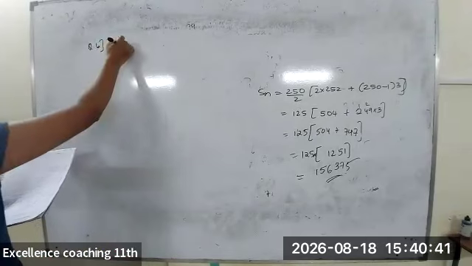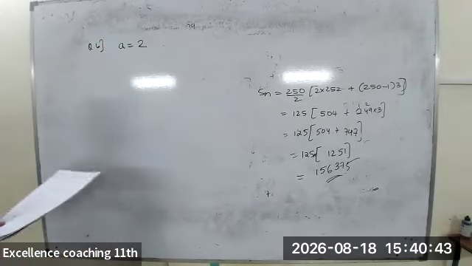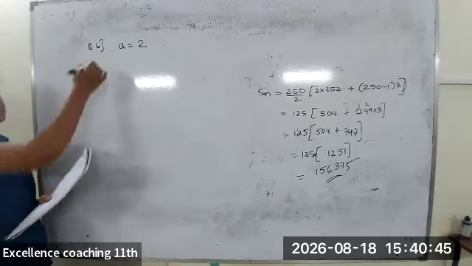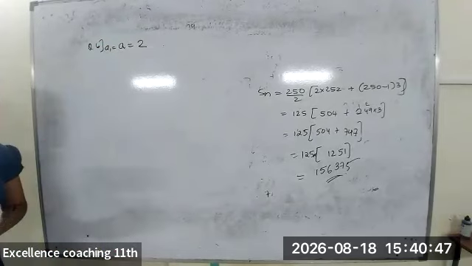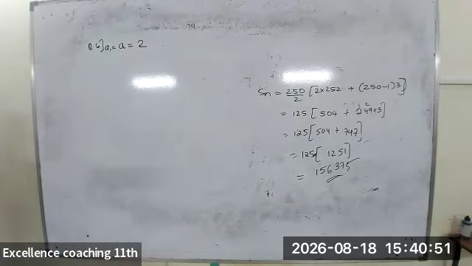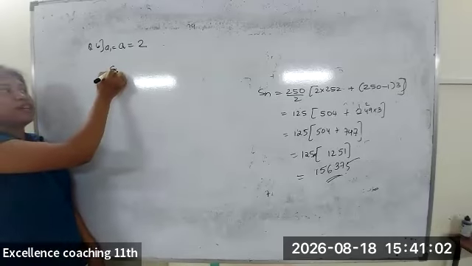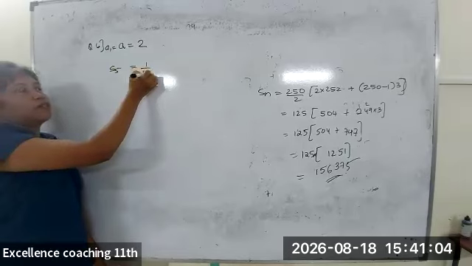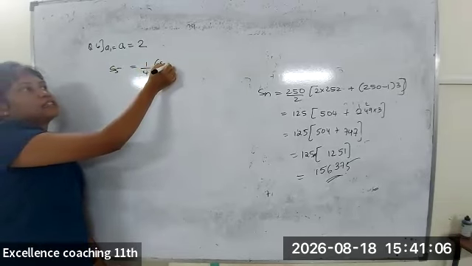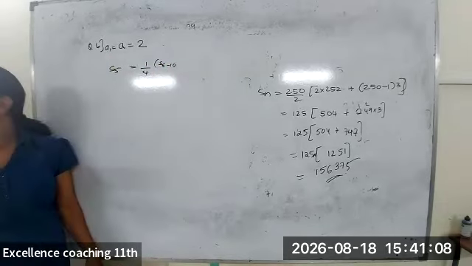In an AP, the first term is given as 2, which is the same as A1 or A. Both ways it is the same. The sum of the first 5 terms is 1/4 of the sum of the next 5 terms. Okay, so we cannot use the Sn formula. On the first side we can use the first 5, S5. But on the 1/4 side we cannot say S6 to S10. We have never learned a formula like this.